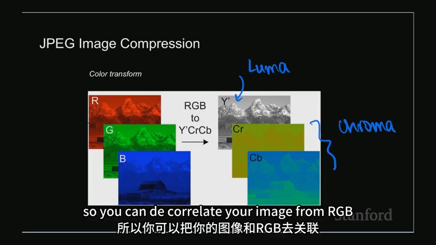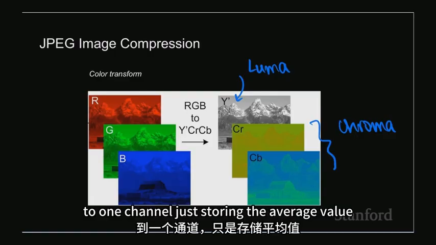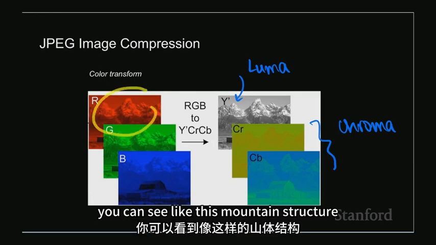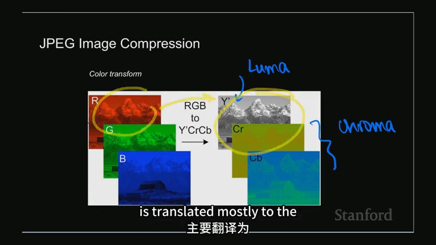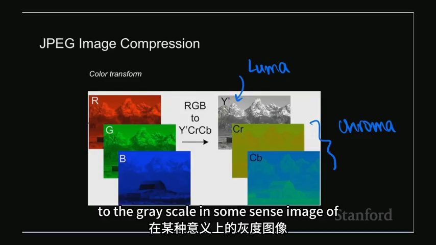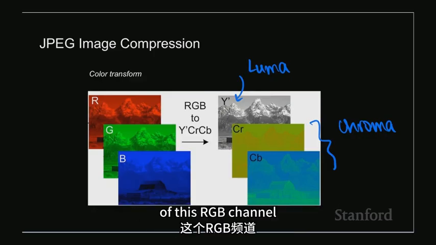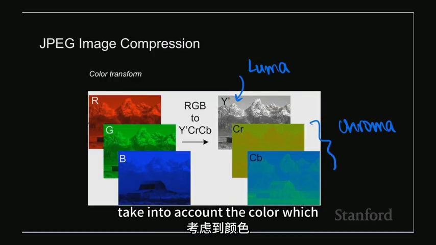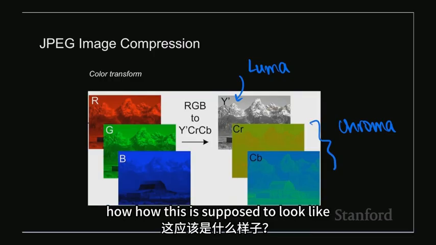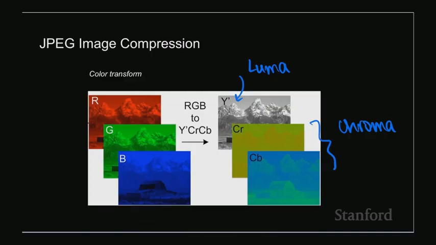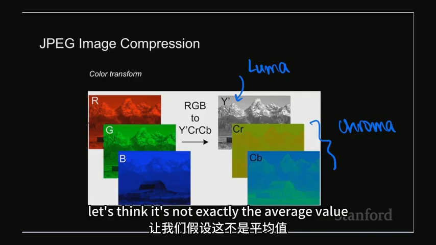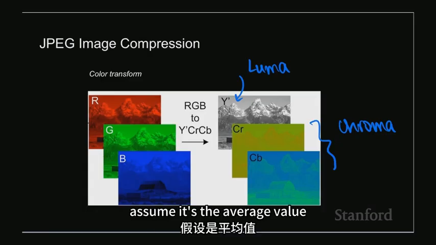So you can decorrelate your image from RGB to one channel just storing the average value. In this case, you can see this mountain structure is translated mostly to the grayscale, in some sense, image of this RGB image. And then the chroma components take into account the color, which together will determine how this is supposed to look. Again, the luma channel is just the average value for now. It's not exactly the average value, but for today's lecture, let's assume it's the average value.